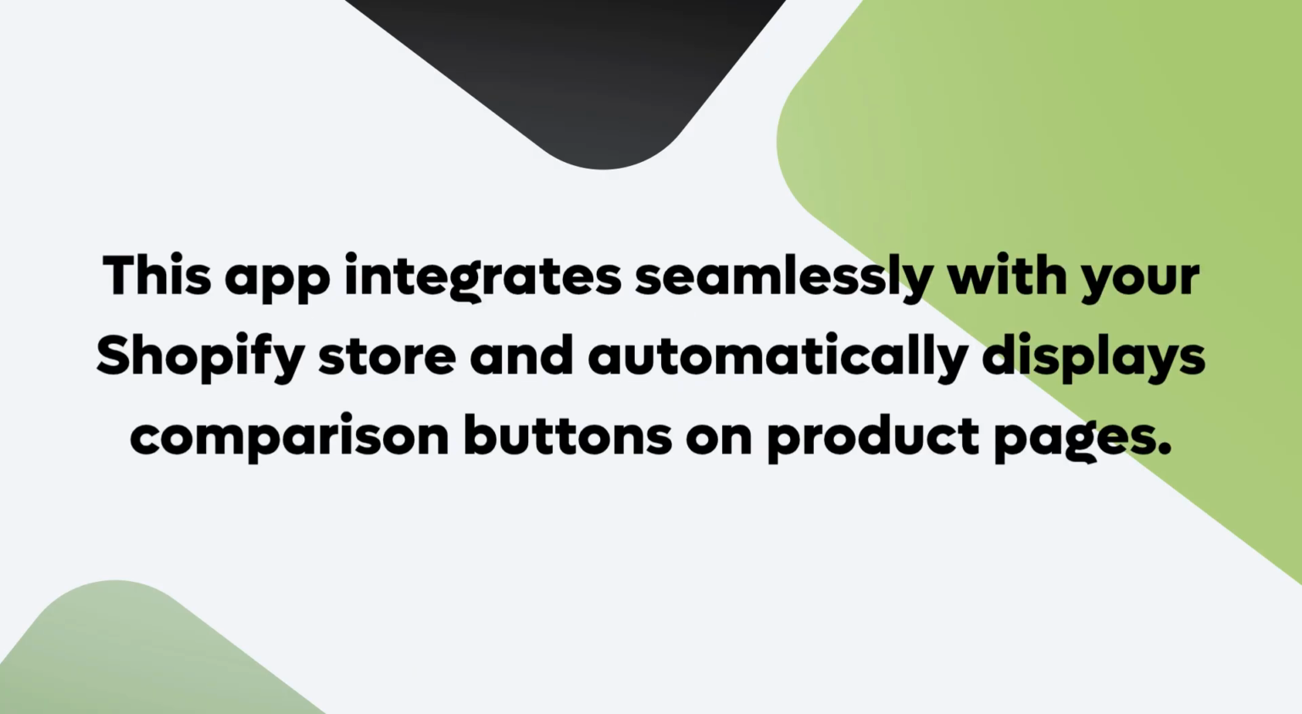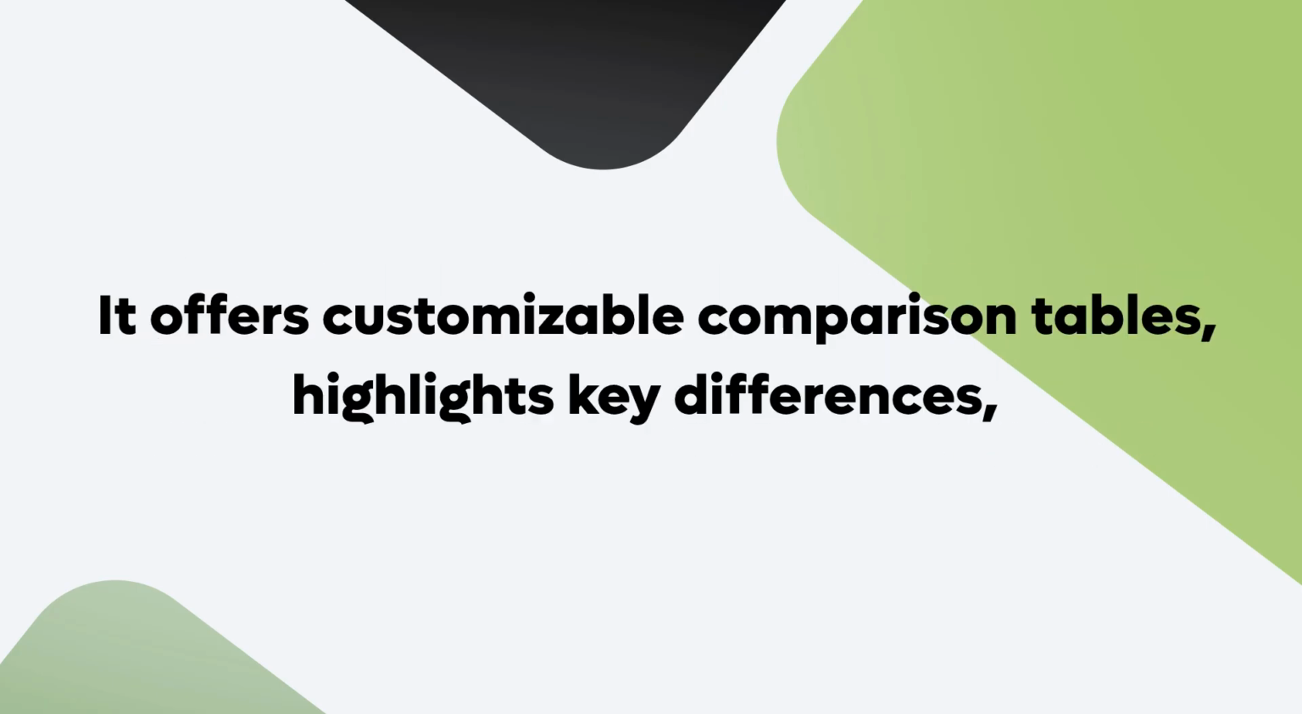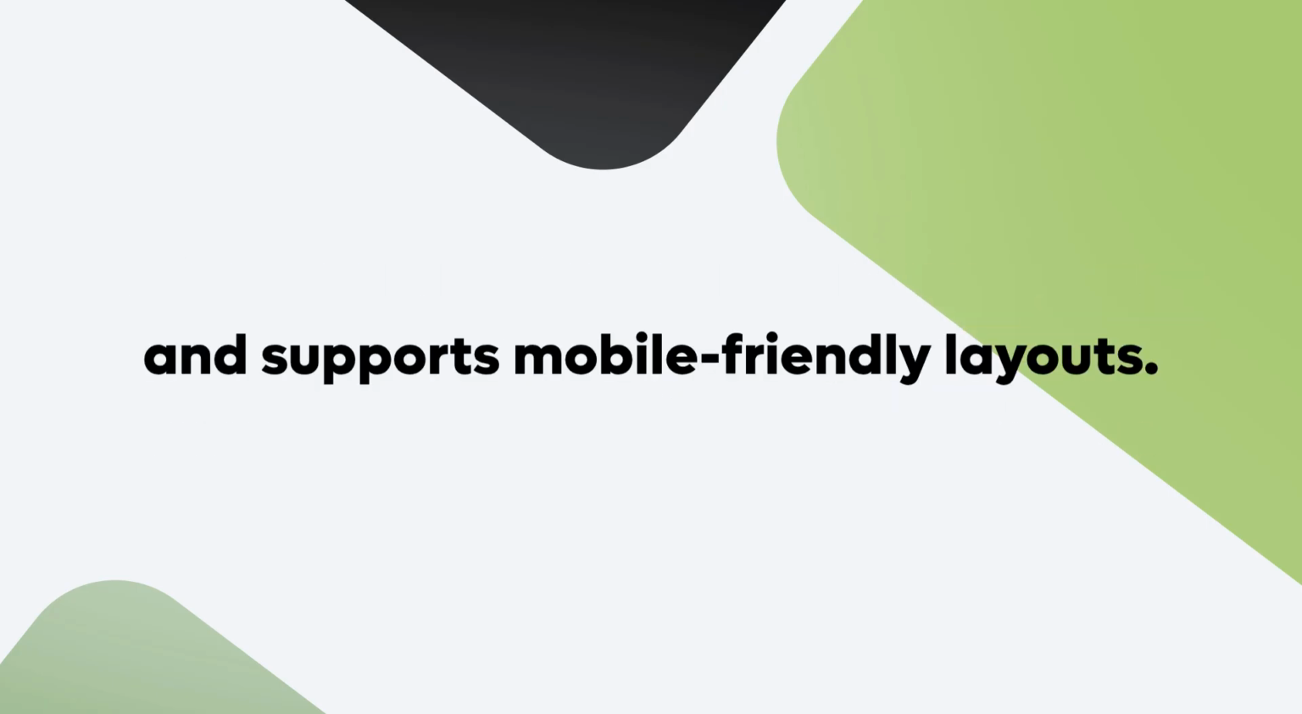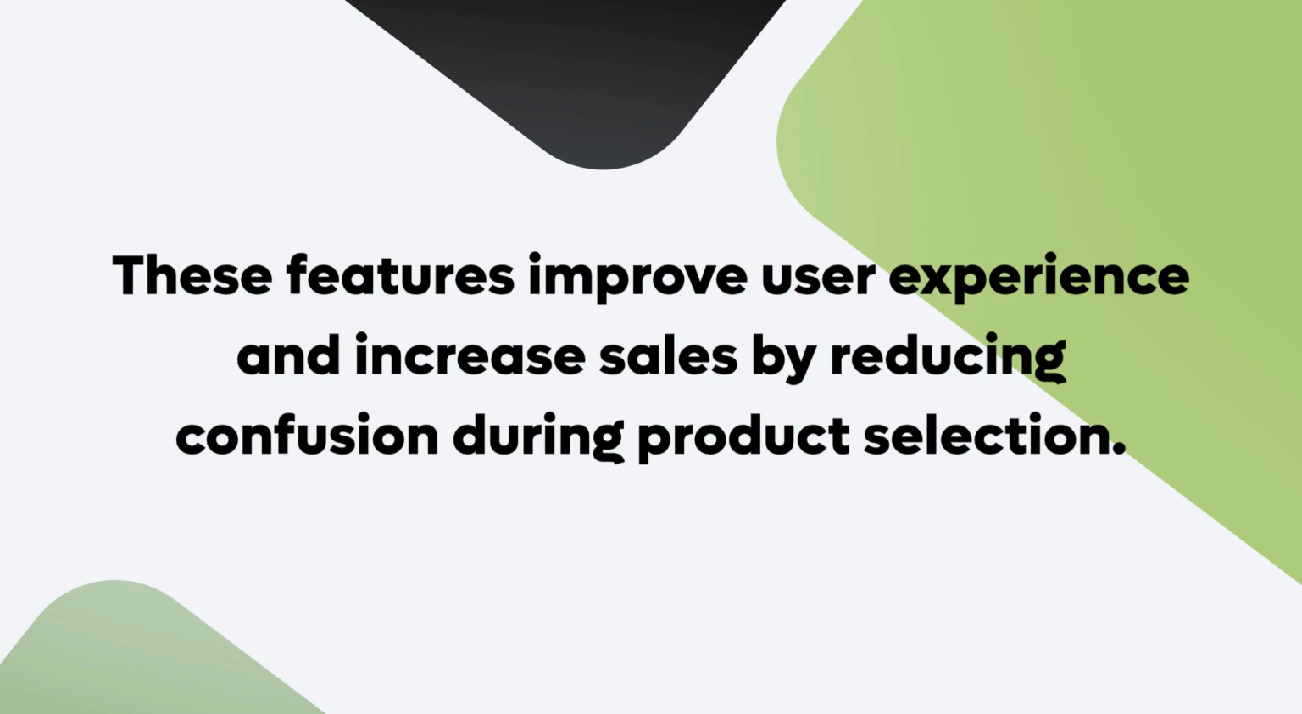This app integrates seamlessly with your Shopify store and automatically displays comparison buttons on product pages. It offers customizable comparison tables, highlights key differences, and supports mobile-friendly layouts. These features improve user experience and increase sales by reducing confusion during product selection.